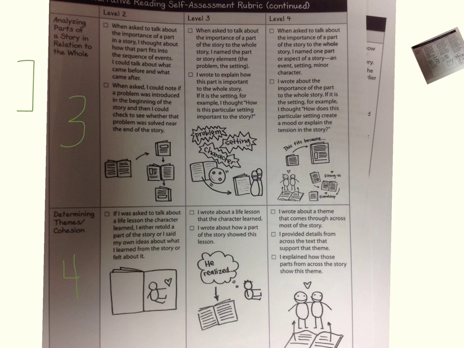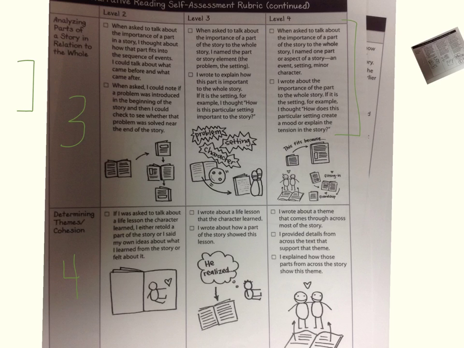Now readers, if you had trouble with questions 3 and 4, or 3 or 4, you are going to look at the second page. Analyzing parts of the story in relation to the whole is question 3. If that was hard for you to answer, then these 2 are possible goals. When asked to talk about the importance of a part of a story to the whole story, I named one part or aspect of the story, an event, setting, or minor character.